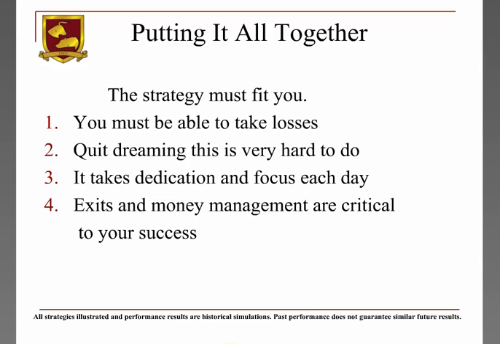So here's your strategy. Let's put this all together. Your strategy must fit you. You must be able to take losses. If you can't say I'm wrong to your wife or your significant other or even to your kids when you are wrong, you should never be a commodity trader, because you've got to admit defeat and get out of there. And that's the hardest thing to learn. Say, I'm wrong. You just have to learn to do that if you're going to be a good trader.